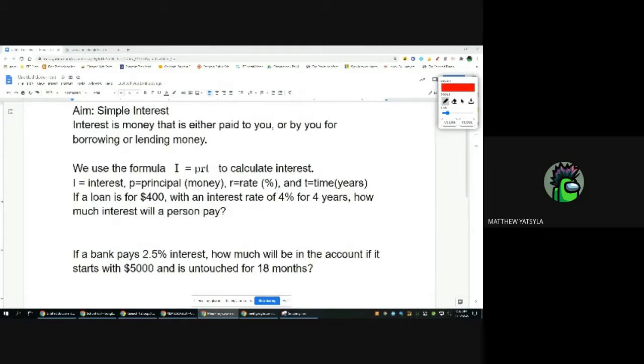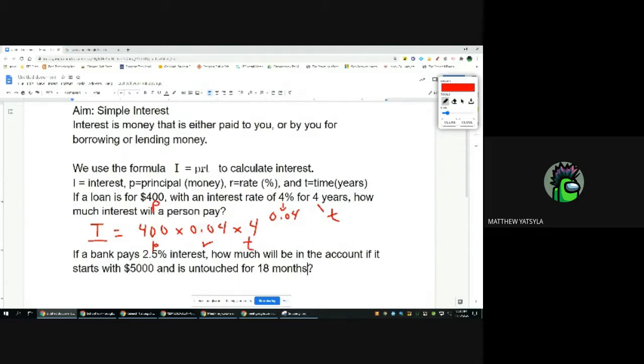So we have here, if a loan is for $400 with an interest rate of 4% for 4 years, how much interest will a person pay? So the $400, that's my principal. The rate is 4%. So we're going to convert this to 0.04, which we're multiplied by as decimal. And then this is going to be our time. So for our case here, interest equals 400 times 0.04 times 4. So principal, rate, and time.